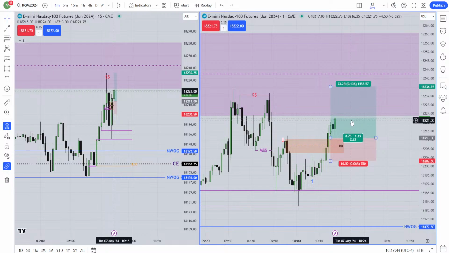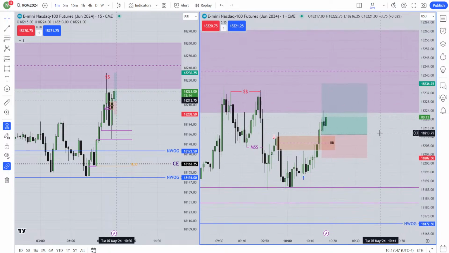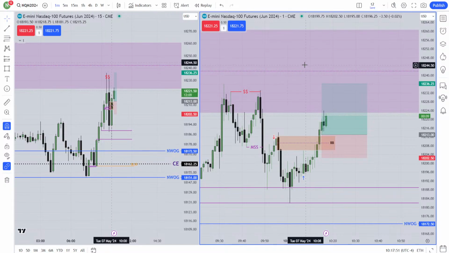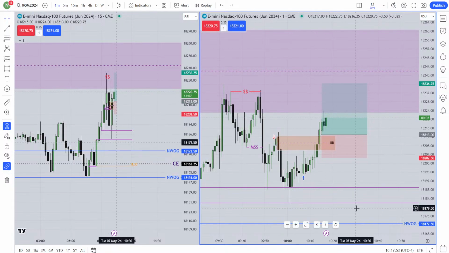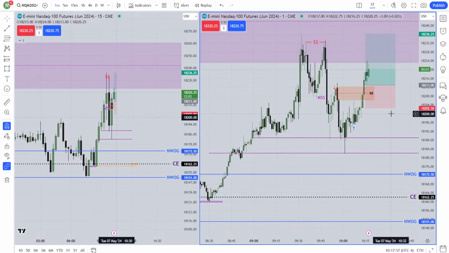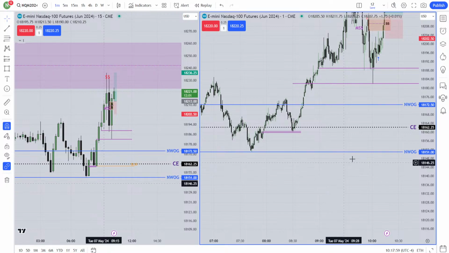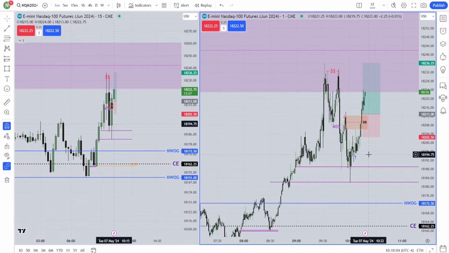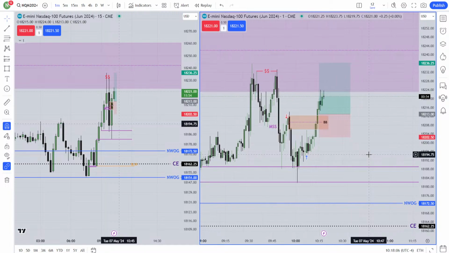Am I going to take that entry? No, I'm not going to take that entry. Why? Because I don't know if this hourly fair value gap will hold the price and send it back for the sell side liquidity or not. Now, do I have any sell side liquidity? I don't. But still, as the bias is bearish, I would love to see the market fall. But to be honest, I don't have any sell side liquidity, and I don't have any buy side liquidity as well.